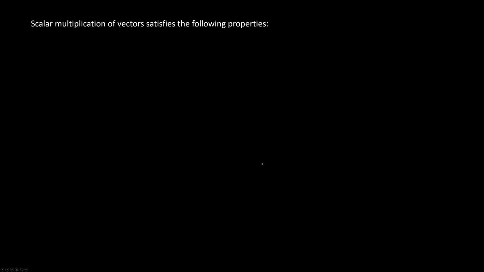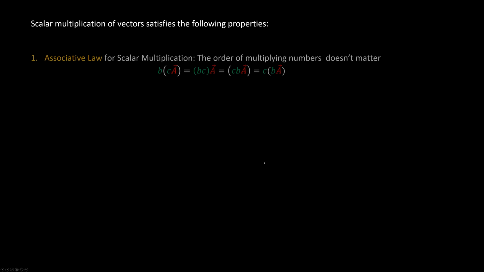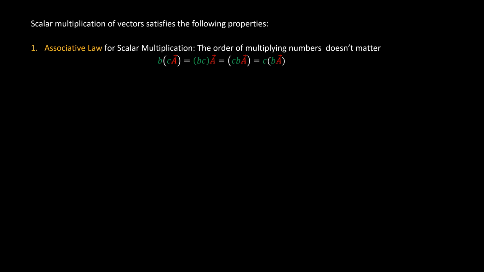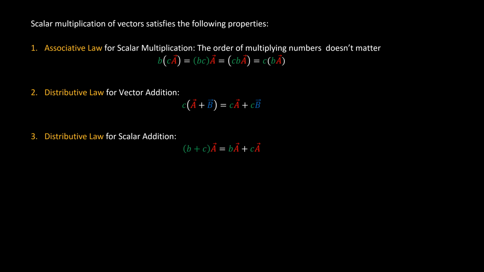Scalar multiplication of vectors satisfies the following properties. Associative law for scalar multiplication. In this case, the order of multiplying numbers doesn't matter. Distributive law for vector addition. Vector addition satisfies the distributive law for multiplication by a number. Distributive law for scalar addition. The multiplication operation also satisfies a distributive law for the addition of numbers. Identity element for scalar multiplication. We can see that the number 1 acts as an identity element for multiplication.